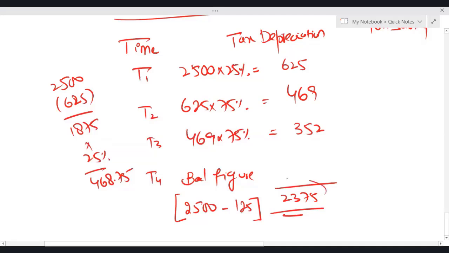From this 2,375, deduct all these three. So 2,375 minus 625 minus 469 minus 352. I'm getting the balancing figure 929. The balancing figure is 929.